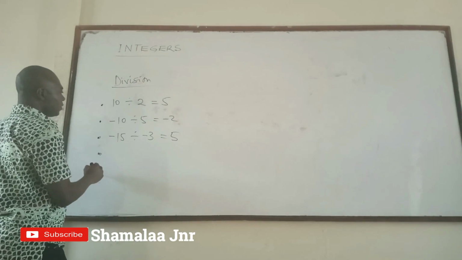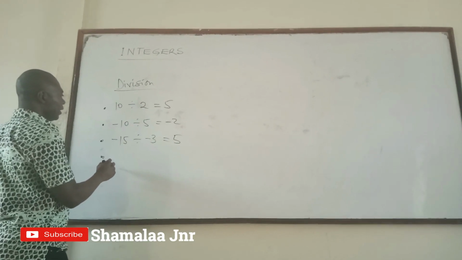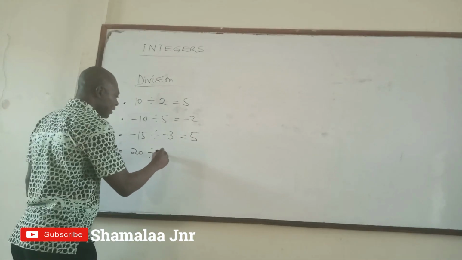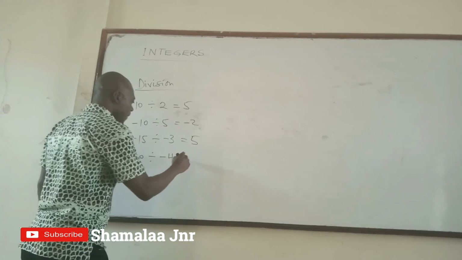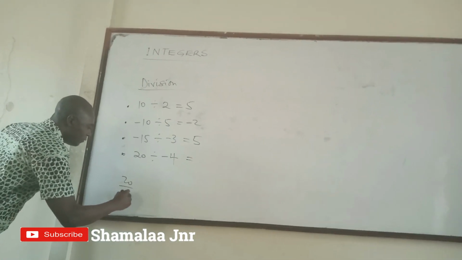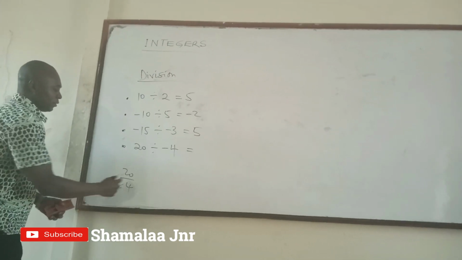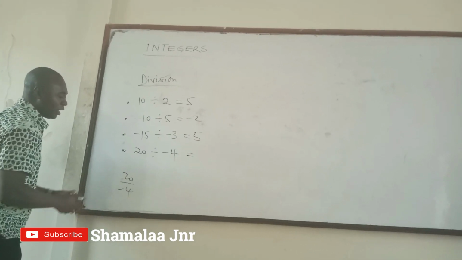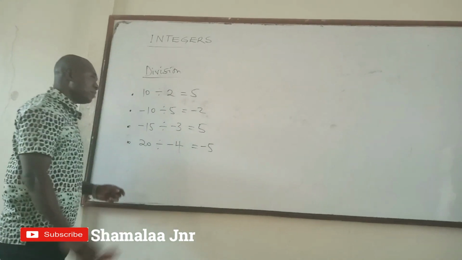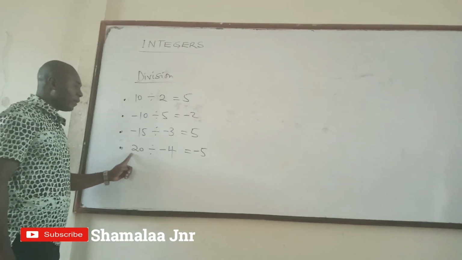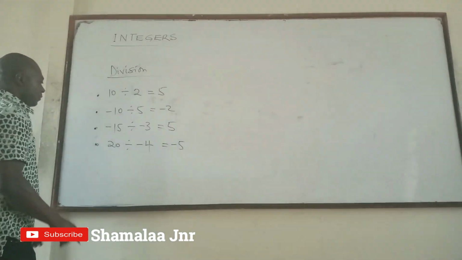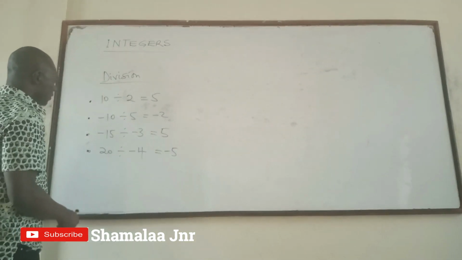And then what about this one? You can also have something like this. You can also have, say, 20 divided by -4. So this one will be 20 divided by -4. You see it? So this will go into this 5, and still we have the negative there. So the answer is -5. What this means is that when you divide a positive number by a negative number, you get a negative number. Okay. So this is division.